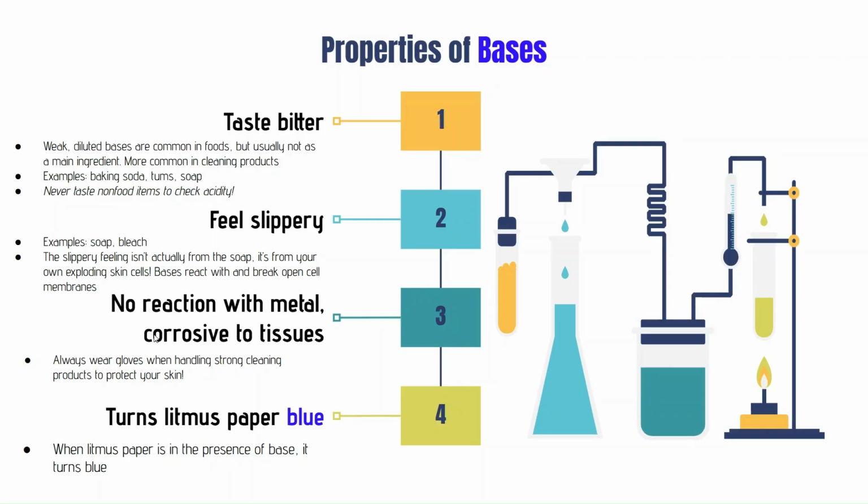They do not react with metals in the same way that acids do, but they are still corrosive to tissues. And when I say tissue, I mean skin tissue. So this is why we always want to wear gloves when we handle any strong cleaning products. You never want to touch your hand directly to bleach or anything like that. And when we put litmus paper in contact with a base, it will turn blue.